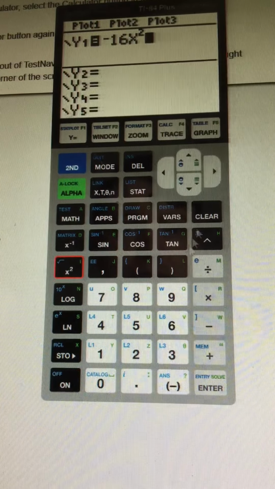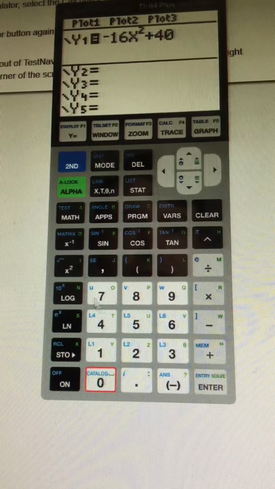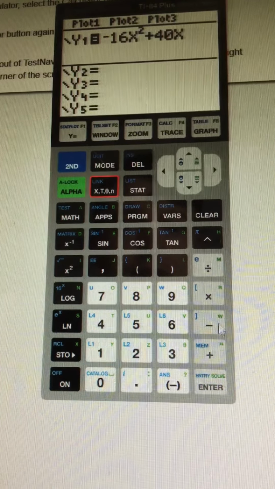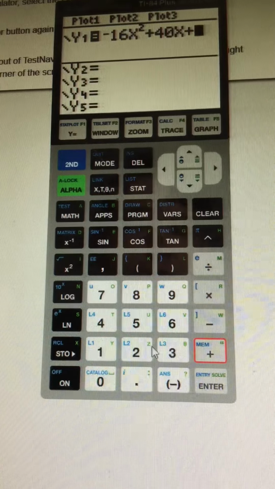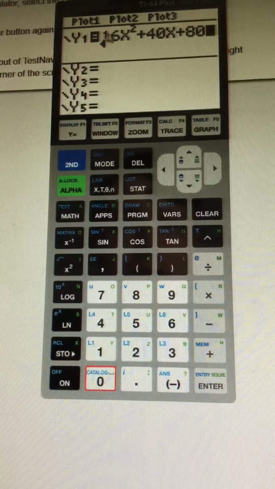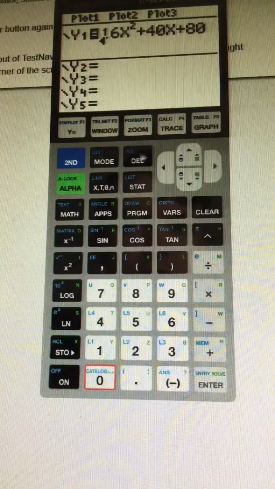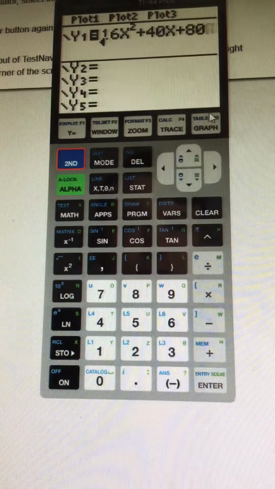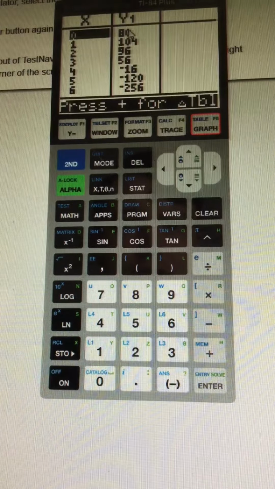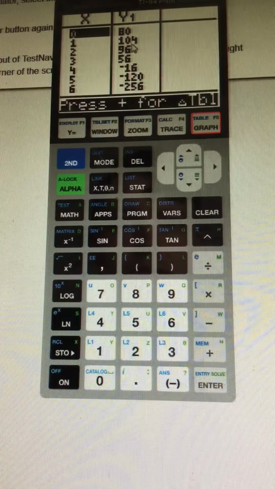And then the upward velocity. So in this case, let's say it's going up at 40 feet a second, so 40x. And then we're going to do the starting height. So starting height maybe is at 80. And so that would be your equation for it. Once you have that, you can look at the table and you can pull out information from the table. So at 0, it's at 80. You can kind of see that the max is somewhere in the low hundreds probably.